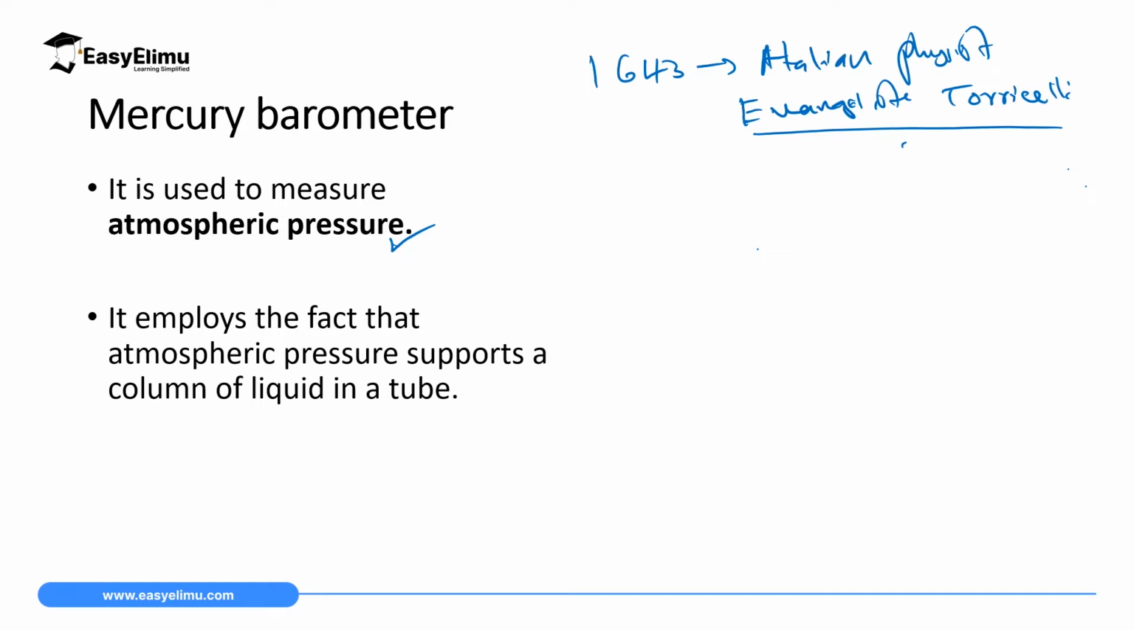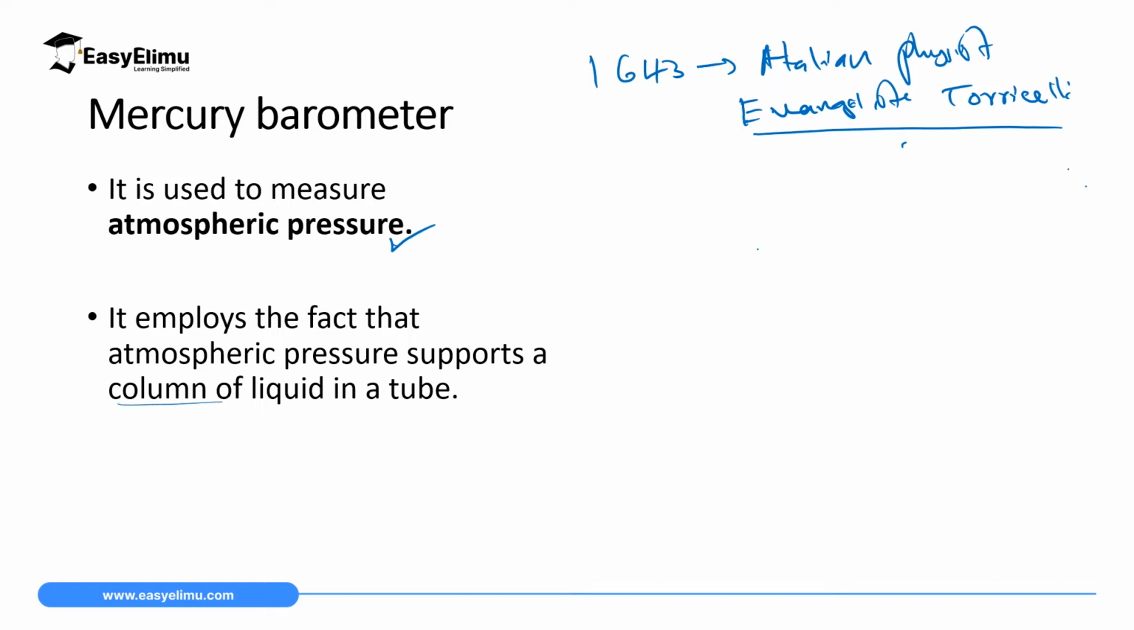Remember, this instrument you also discuss in geography. It's found in weather stations where it's used to determine atmospheric pressure. And we are going to realize that it's the one that physicists and geographers use to determine the height of different mountains. Now, this instrument employs the fact that atmospheric pressure supports a column of a liquid in a tube.